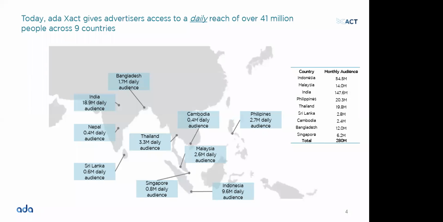You find this chart depicting the distribution of where these devices are on a daily basis. Now, in terms of monthly reach, we currently have about 28 million unique devices across all of the markets for which we have data. And the markets that we have data on include Indonesia, Malaysia, India, Philippines, Thailand, Sri Lanka, Cambodia, Bangladesh, and Singapore.